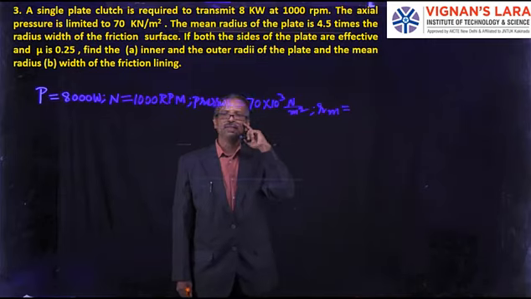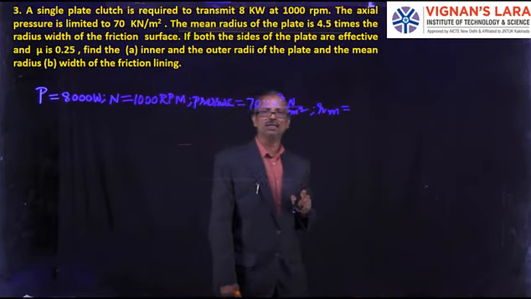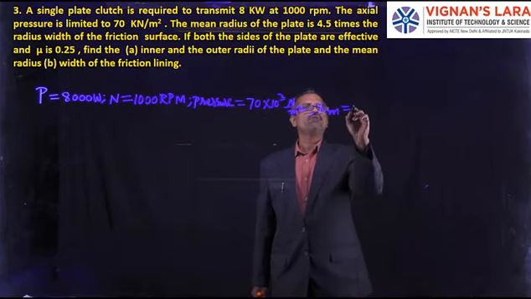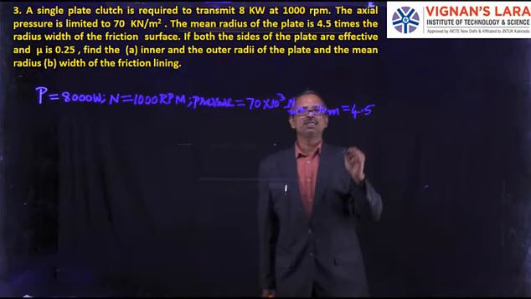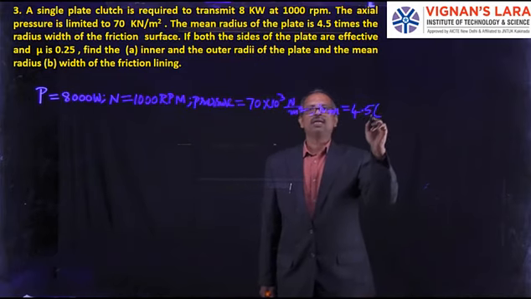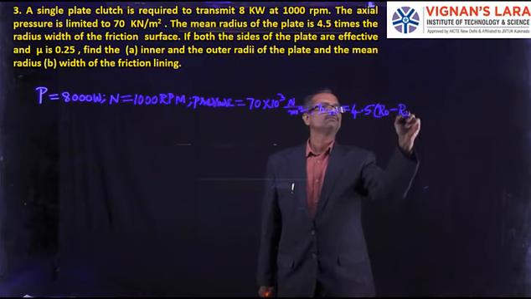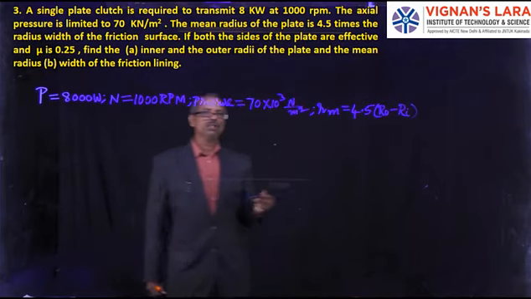4.5 times the radial width. It is not radius width, it is radial width, isn't it? Is 4.5 times of radial width. What is this radial width? Let me tell you first. That is actually the difference of R naught minus Ri.